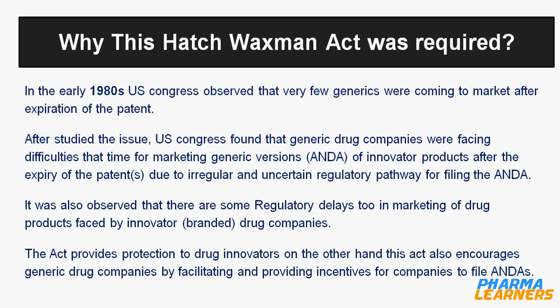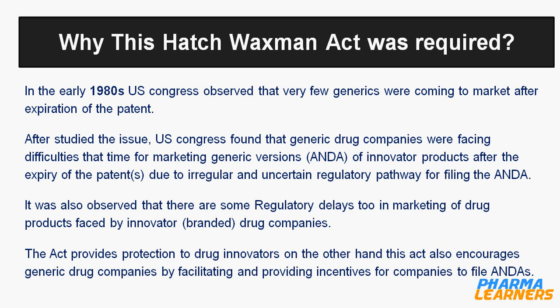Now we understand why this Hatch-Waxman Act was required. In the early 1980s, U.S. Congress observed that very few generics were coming to market after expiration of the patent. After studying the issue, U.S. Congress found that generic drug companies were facing difficulties at that time in marketing generic versions of innovator products after the expiry of the patent due to an irregular and uncertain regulatory pathway for filing the ANDA. It was also observed that there are some regulatory delays too in marketing of drug products faced by innovator, or we can say branded, drug companies. The Act provides protection to drug innovators.